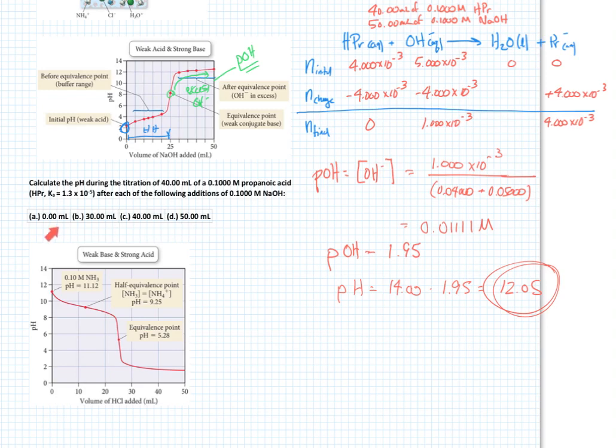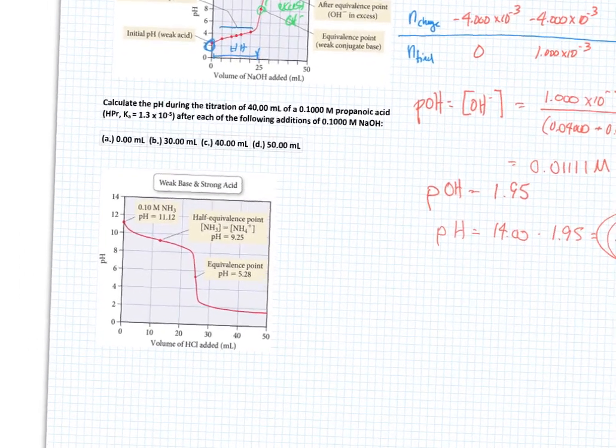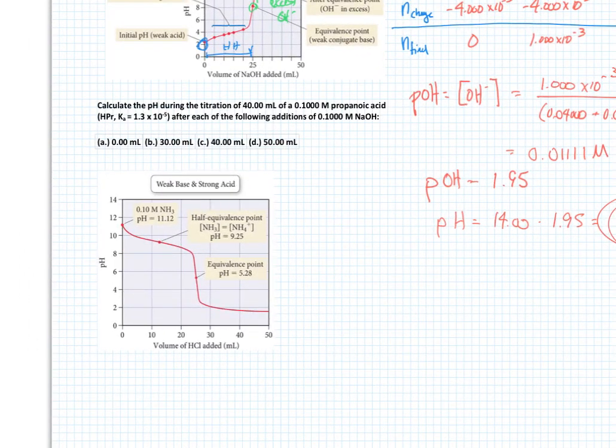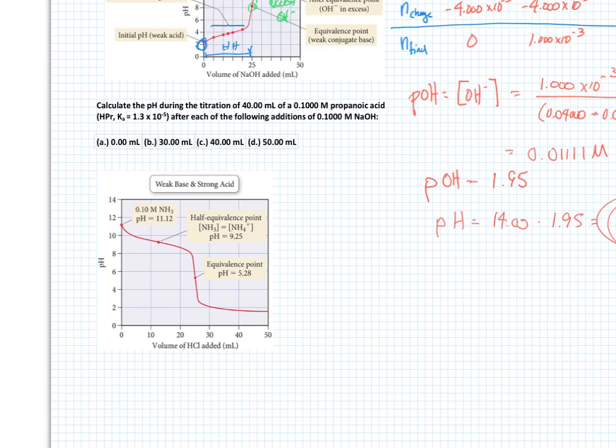In theory, now you should be able to calculate every single volume along here, and you should be able to create a theoretical curve for a weak acid strong base case. Just to make sure you understand the ideas I've been presenting here, here's the same curve for a weak base and a strong acid. And you notice it basically looks the same, it's just inverted.